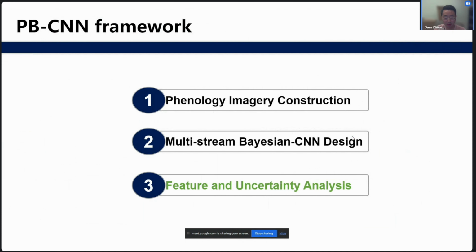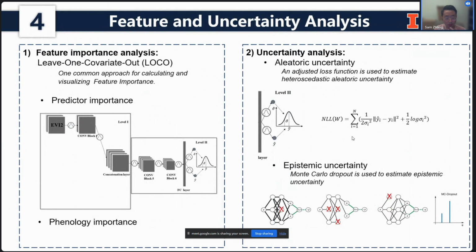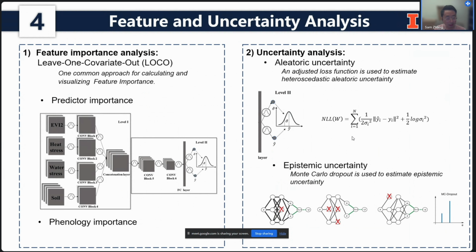The last part is the feature and uncertainty analysis. Here we use a leave-one-out method to quantify the feature importance. What's special here is that because we have so many different features, we will not directly quantify the importance of each feature. In fact, we group those features together. If they are related to temperature, the heat stress, we group them as heat stress. If they are related to water, they are grouped into water stress and the soil group. And we quantify the feature importance for each group rather than each feature. We also do the feature importance for each phenology stage. It tells us which phenology stages are more important and helps us understand the prediction process.